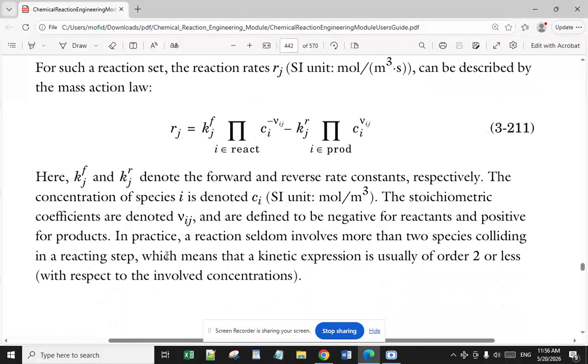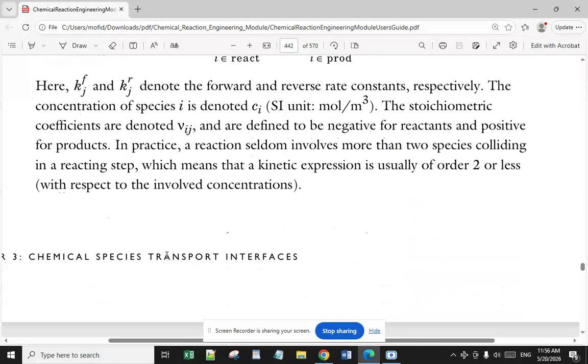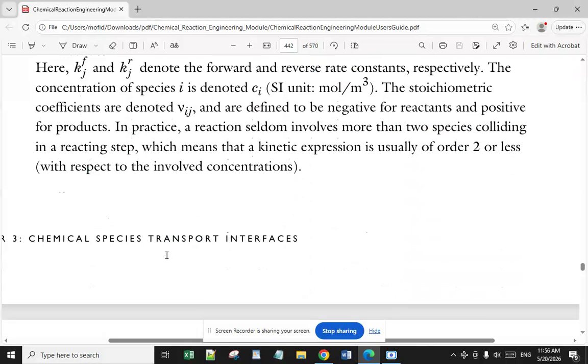can be described by the mass action law, such as this equation here: chi j to the power of f and chi j to the power of r denote the forward and reverse rate constants, respectively. The concentration of species I is denoted ci, based on the SI is molar per cubic meter. The stoichiometric coefficients are denoted vij and are defined to be negative for reactants and positive for products. In practice, a reaction seldom involves more than two species colliding in a reacting step, which means that a kinetic expression is usually of order 2 or less with respect to the involved concentrations.